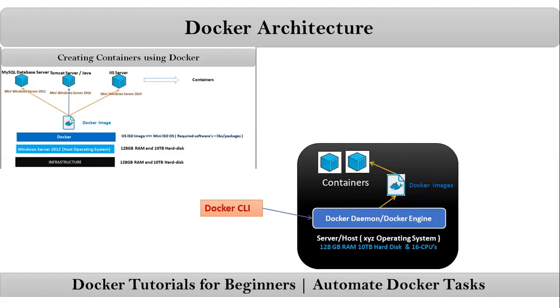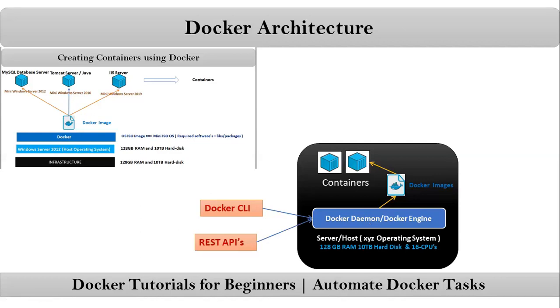This Docker CLI you can install on the host where you are running your Docker engine, or else you can take one separate host. There we can install your Docker CLI. From that remote server also you can interact with this Docker engine. Or you can also communicate with your Docker engine from a remote location using REST APIs. How to do that, we will see in our course.